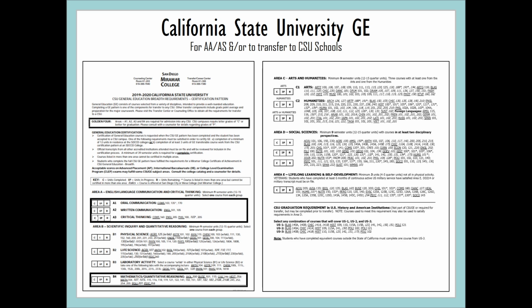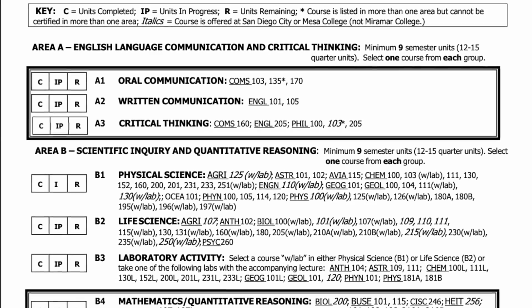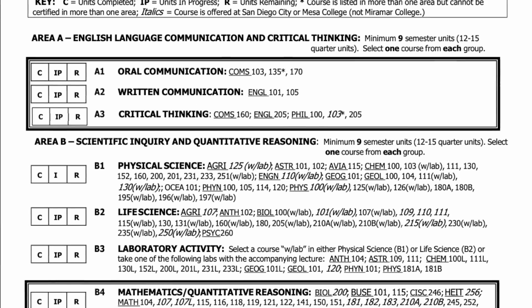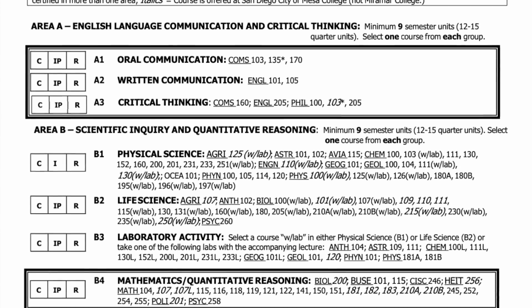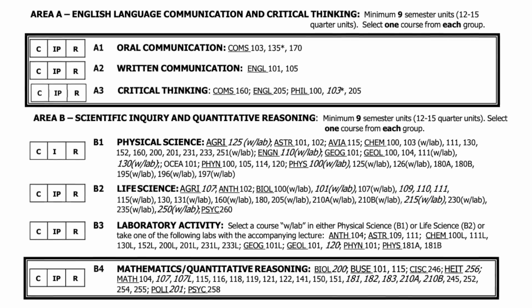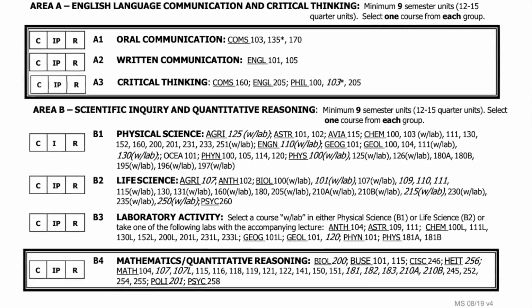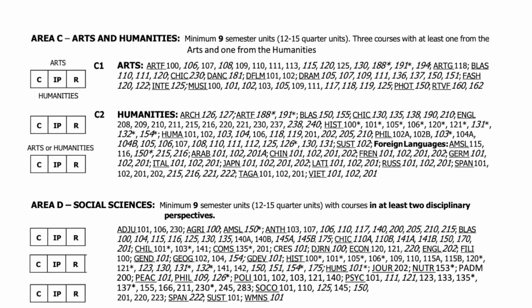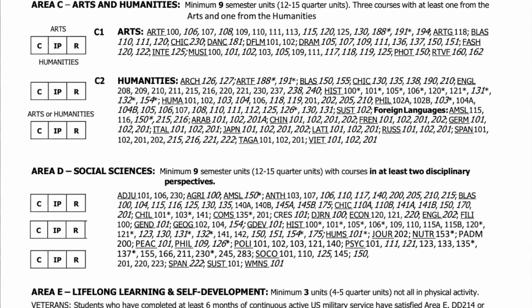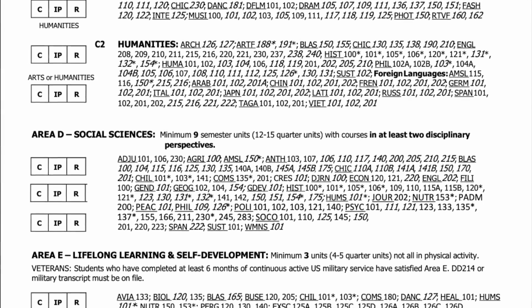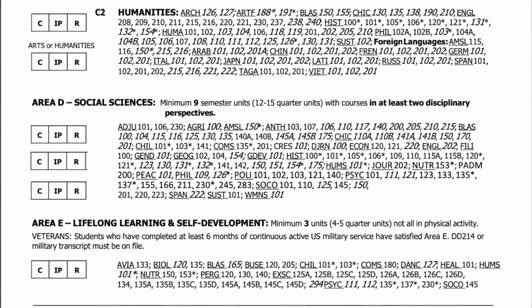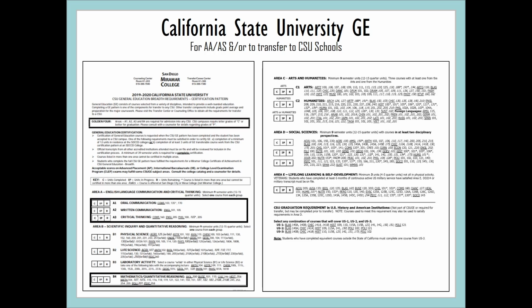The pattern consists of 5 areas, including Area A, English, Language, Communication and Critical Thinking; Area B, Scientific Inquiry and Quantitative Reasoning; Area C, Arts and Humanities; Area D, Social Sciences; and Area E, Lifelong Learning. Like the associate's degree pattern, each area details the specific courses needed to satisfy the requirements.